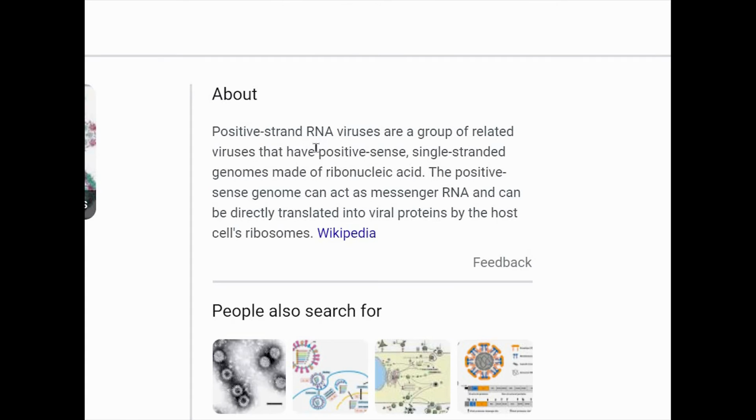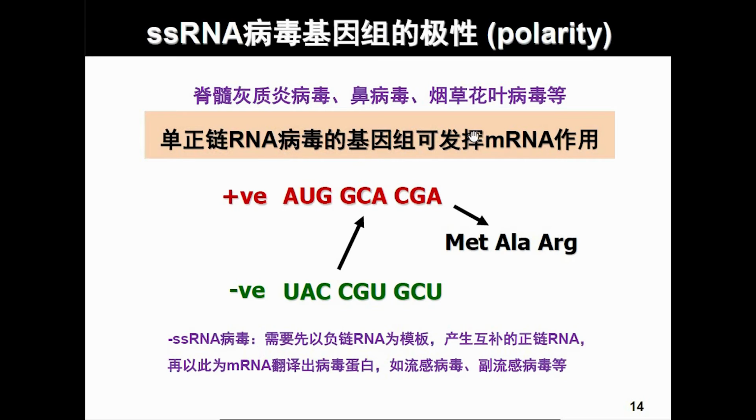Positive strand RNA viruses are a group of related viruses that have a positive single-stranded genome made up of ribonucleic acid. What is this? It means simple. What we need to understand is the positive sense genome. This kind of RNA can act as a messenger RNA, and it can be directly translated into the viral protein. That's what we need to know. That's what is written here: RNA acts as mRNA and is translated into protein.